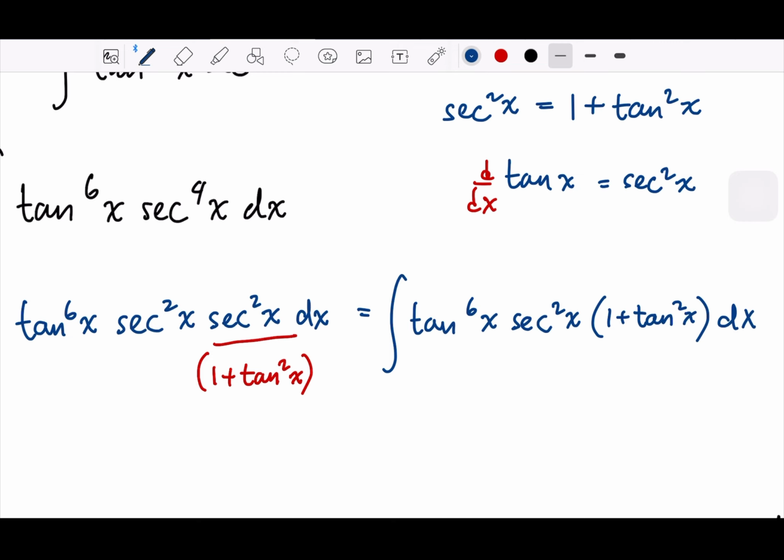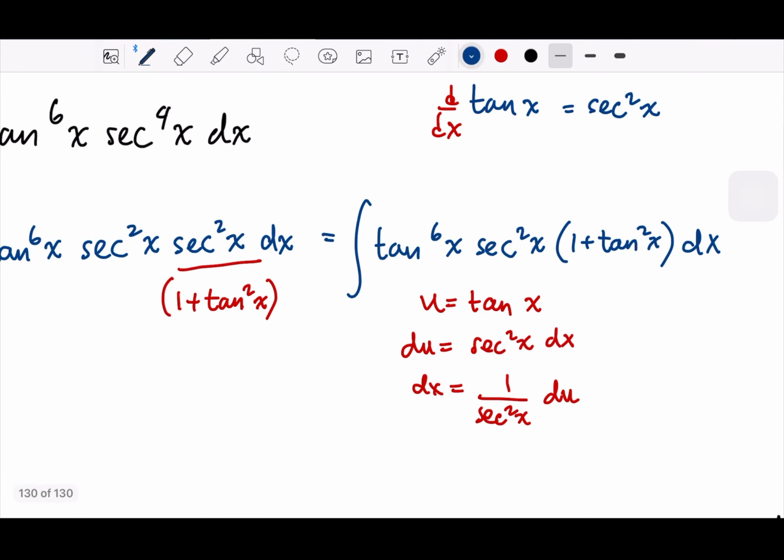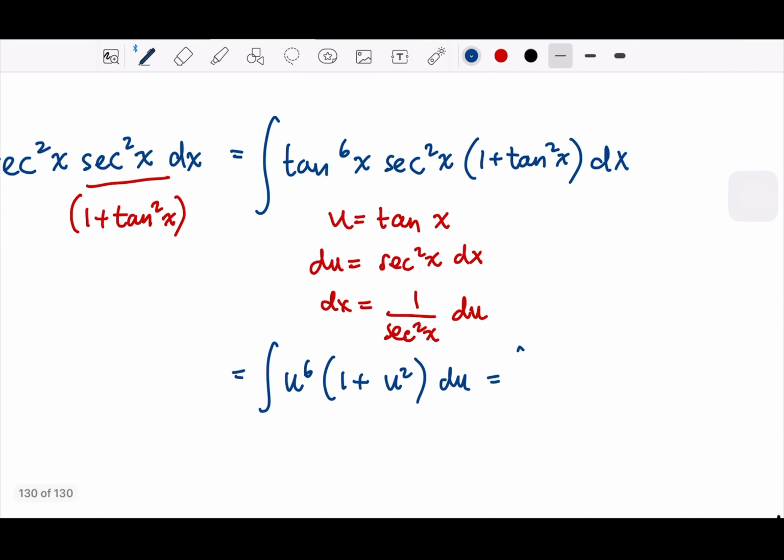Okay, so we can take that. Let u equal tangent x, so du will be secant squared x dx. So we can cancel the secant squared. This will be u to the power of 6 multiplied with 1 plus u squared du, and this will be u to the power 6 plus u to the power 8 du.